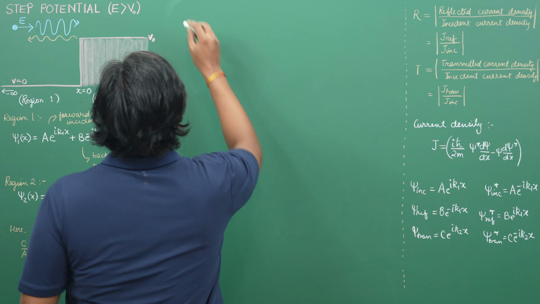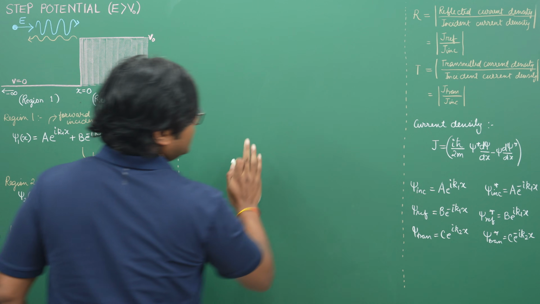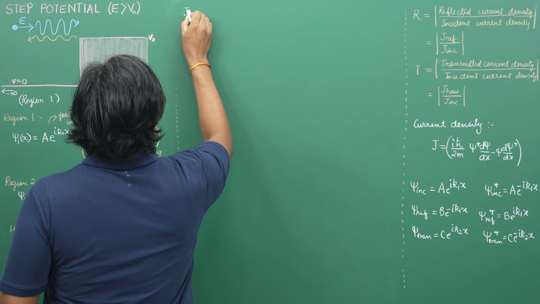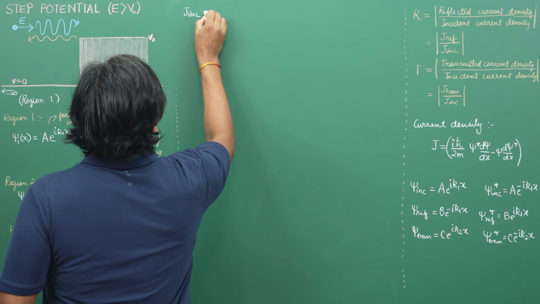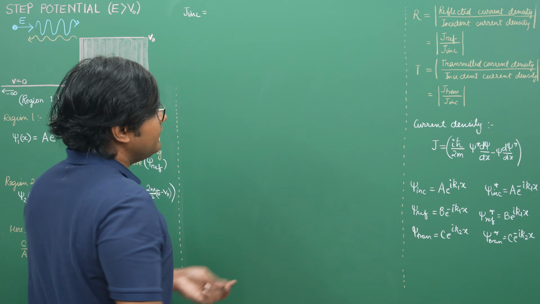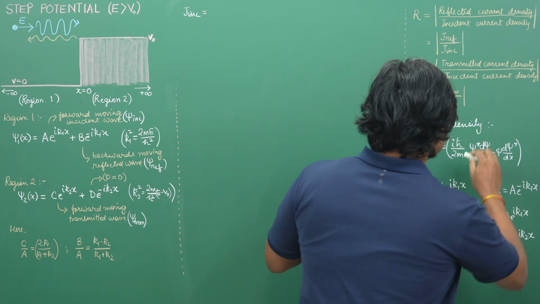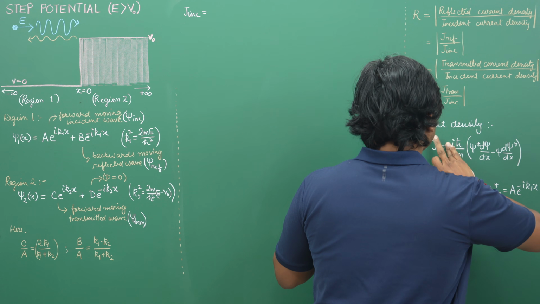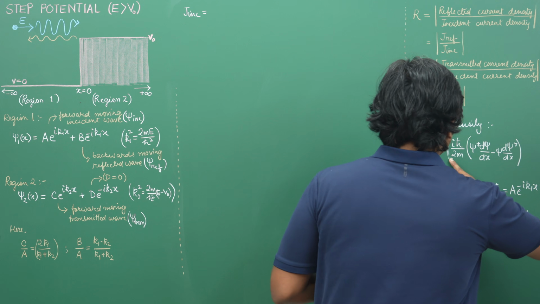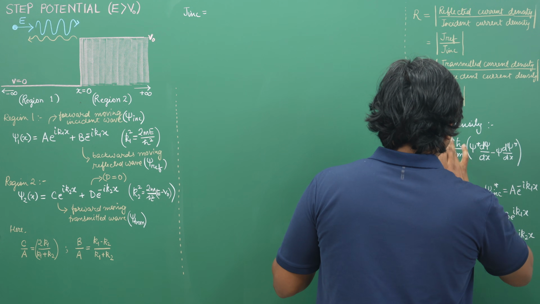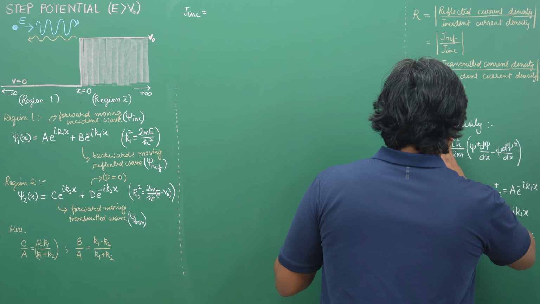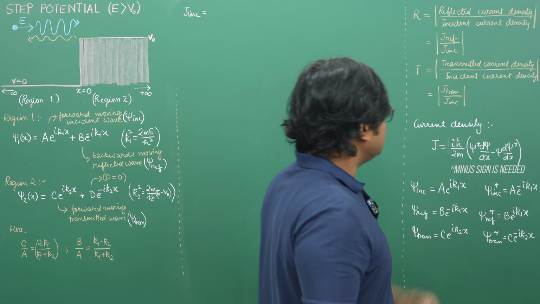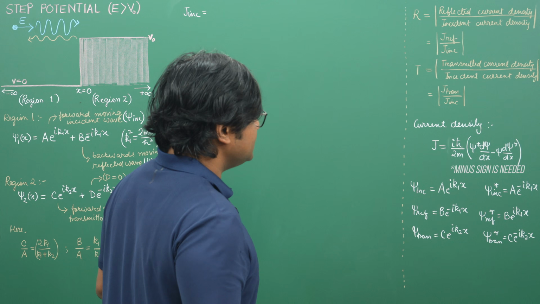So what is the current density for the incident wave? Let's calculate one by one, J, I and C. Okay, so the current density for the incident wave is, I made a mistake, this should have been here. The current density is iota h cross upon 2m, and then within brackets psi star d psi upon dx minus psi d psi star upon dx.